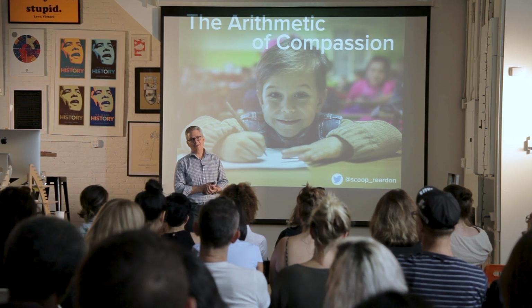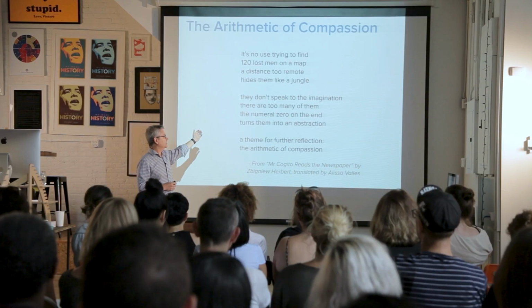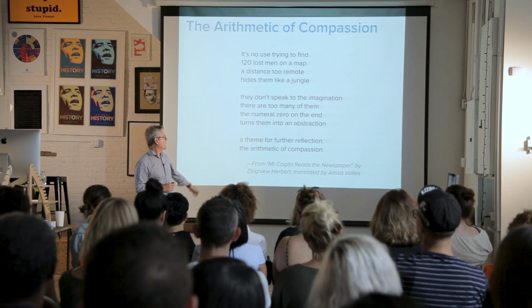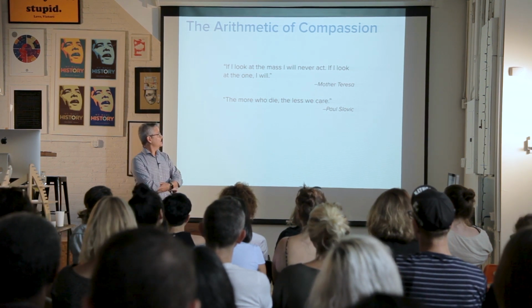I took my title for this talk actually from a poem by a Polish poet. The main thing here is that the big numbers, people can't relate to them. And what they can relate to is one. If Polish poets don't do it for you, maybe Mother Teresa does. She also says, if I look at the mass, I will never act, but if I look at the one, I will.